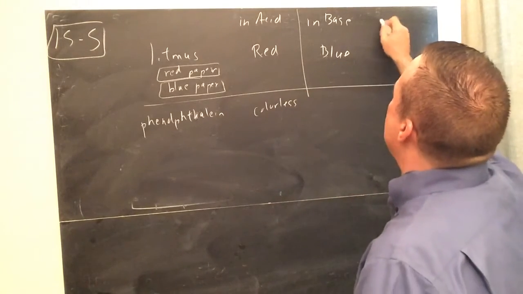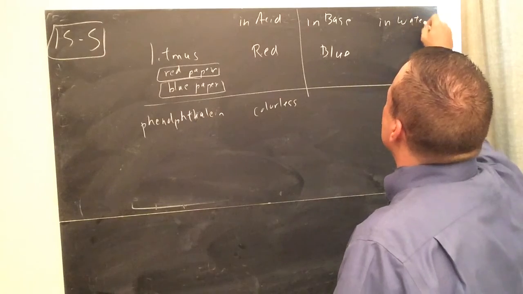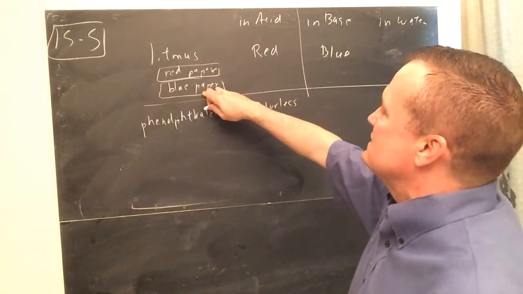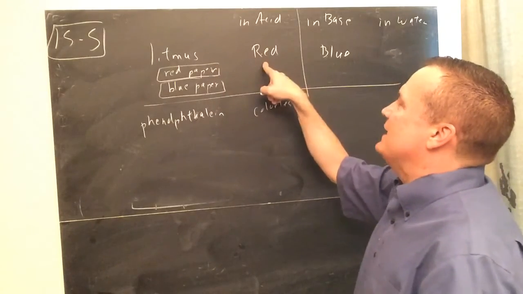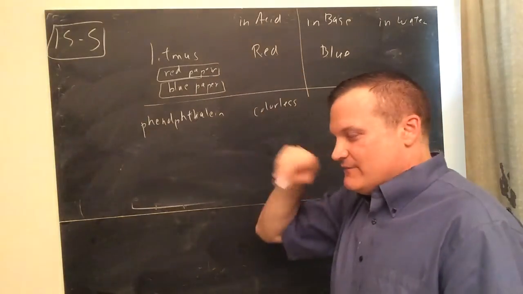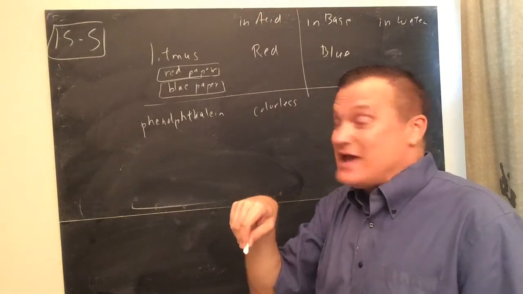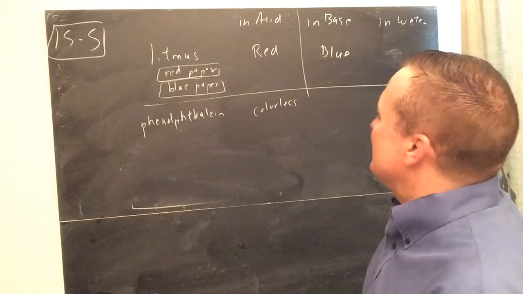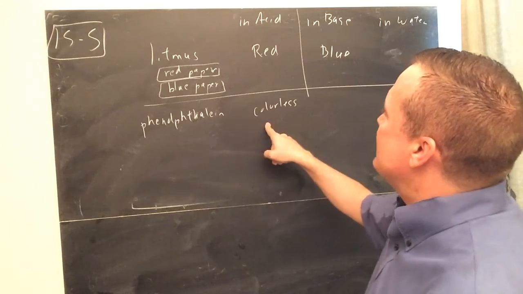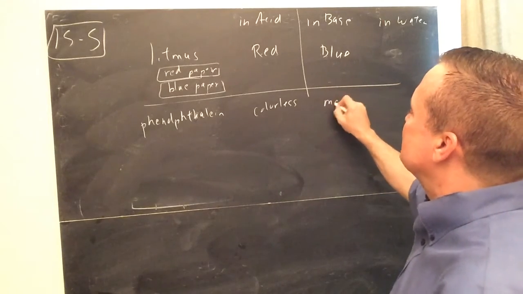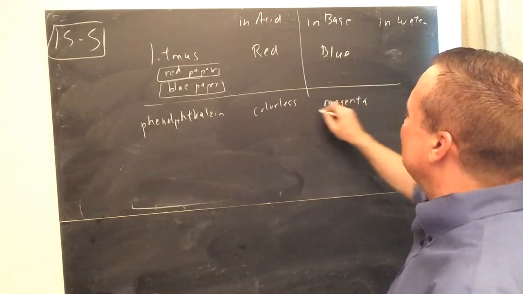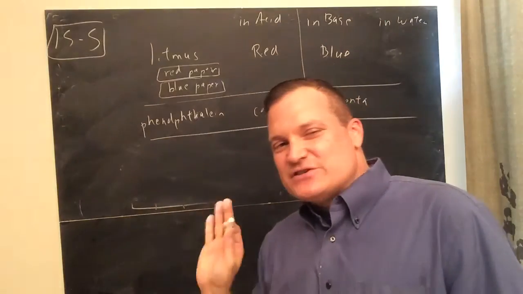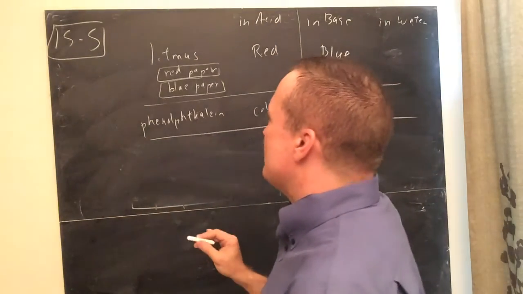Oh, and by the way, in water, these are the same. These just stay red. Nothing happens. So if you put red paper in acid and it stays red, that might mean you have acid, or it might mean you have water. It'll also be the same color, okay? Anyway, phenolphthalein is colorless in acid. In base, it is magenta, kind of a pinkish purple color, really neat. Okay, those are the two that are most common that you probably should know about.